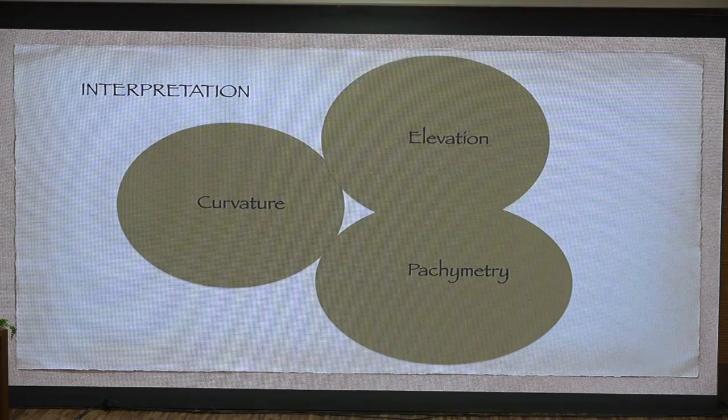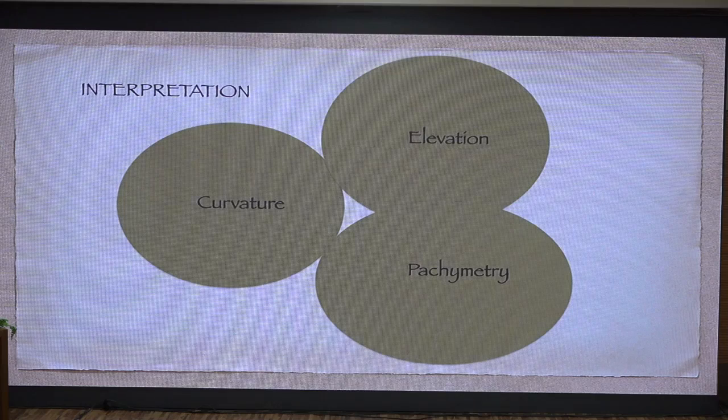Now to interpret those images, we have to look at 3 basic parameters. One is the curvature. The curvature of the cornea means that topography is going to give us a clue about how is the surface curvature of the cornea. Then we are going to look at the elevation, whether in the surface there is any abnormal elevation in the anterior or in the posterior surface of the cornea.